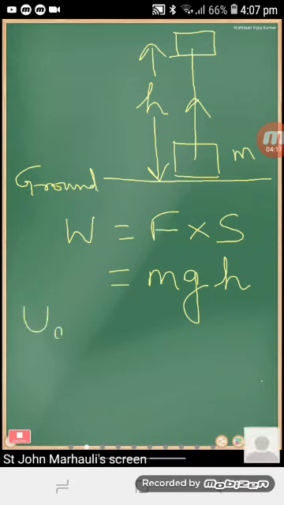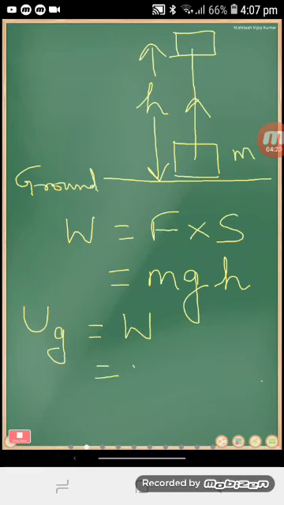Now gravitational potential energy Ug can be called this work done, which is equal to mgh. So gravitational potential energy for a body at a height h is given by Ug = mgh. A few things you can note down from here, whatever you have in your rough notes; the final notes I will be sending.